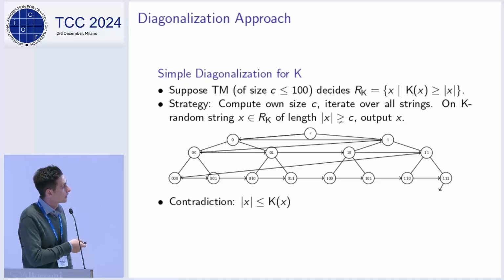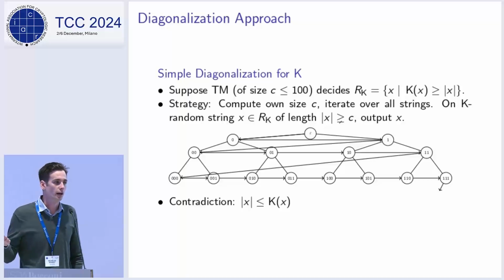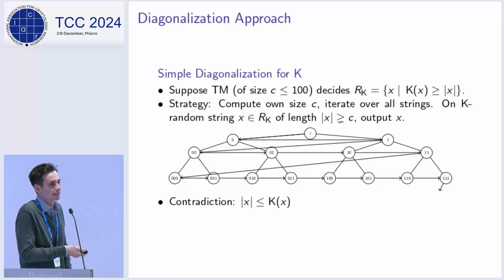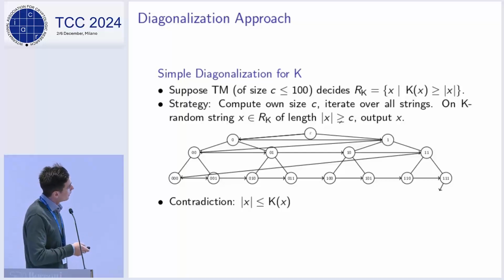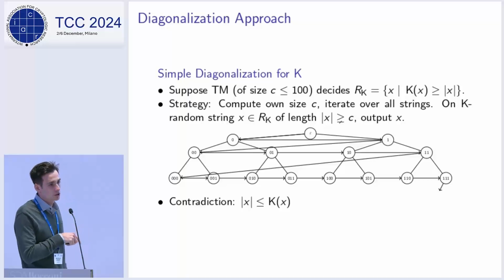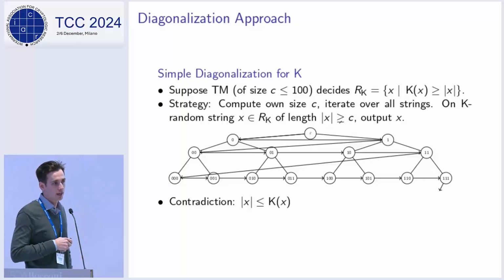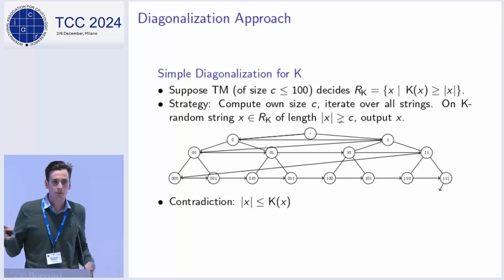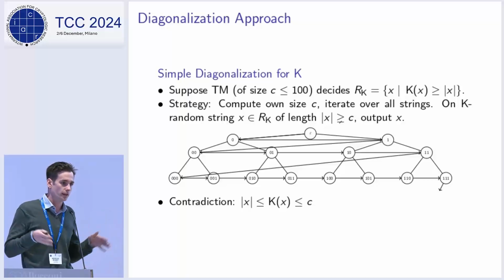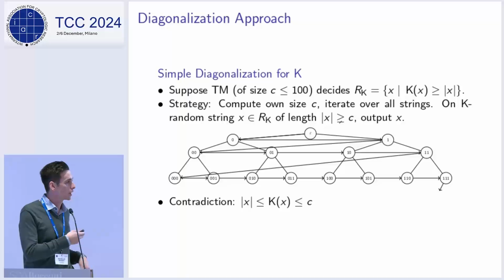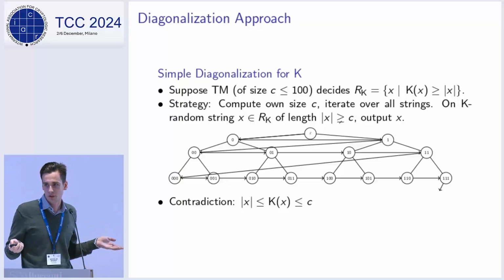But now we get the contradiction that C is actually strictly smaller than X, because that was our condition in the program for outputting X. So that's the undergrad exercise for showing diagonalization against Kolmogorov complexity. Crucially, here we need structure of the actual Kolmogorov random strings. Namely, we need that there exist infinitely many Kolmogorov random strings. Otherwise, if there are only finitely many, they could all be shorter than C, and then our program would never terminate, and there would be no contradiction.